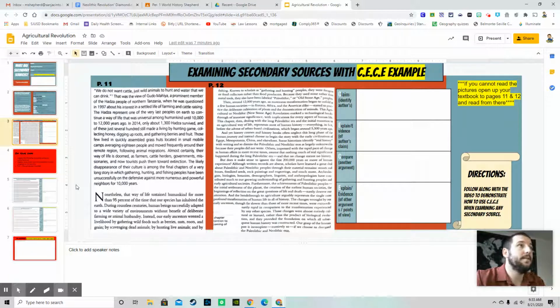Then, around 12,000 years ago, an enormous transformation began to unfold as a few human species in Eurasia, Africa, and the Americas alike started to practice a deliberate cultivation of plants and the domestication of animals. The agricultural or Neolithic revolution marked a technological breakthrough of immense significance with implications for every aspect of human life. This chapter, then, dealing with the long Paleolithic era and the initial transition to the agricultural way of life, represents most of human history, everything, in fact, before the advent of urban based civilizations, which began 5,500 years ago.